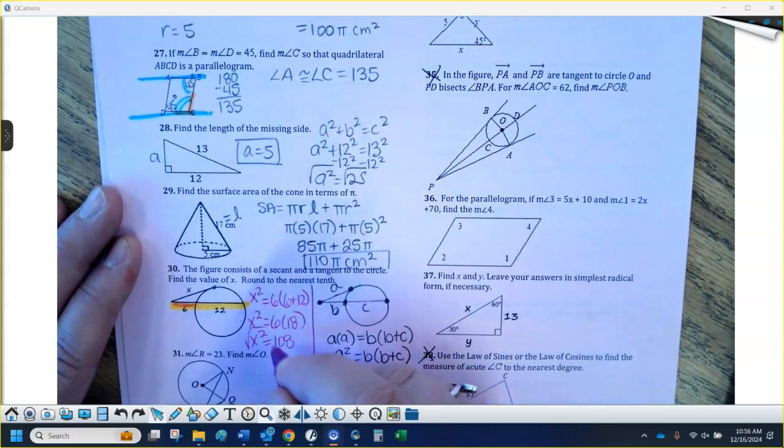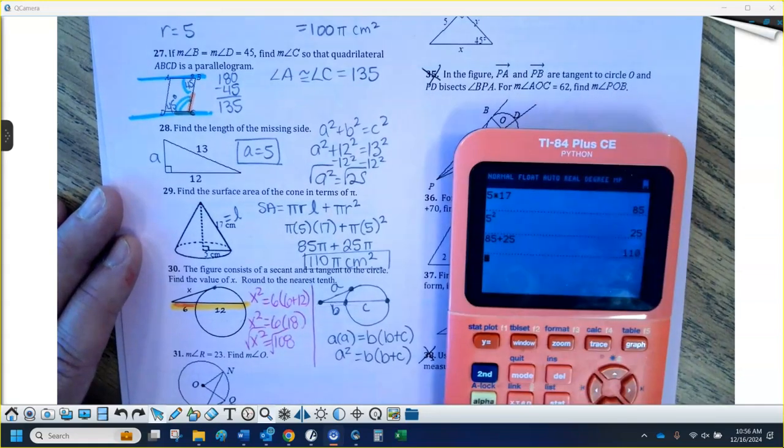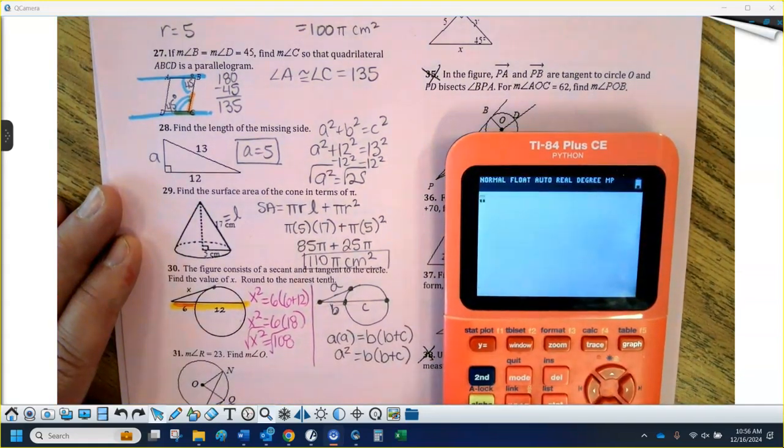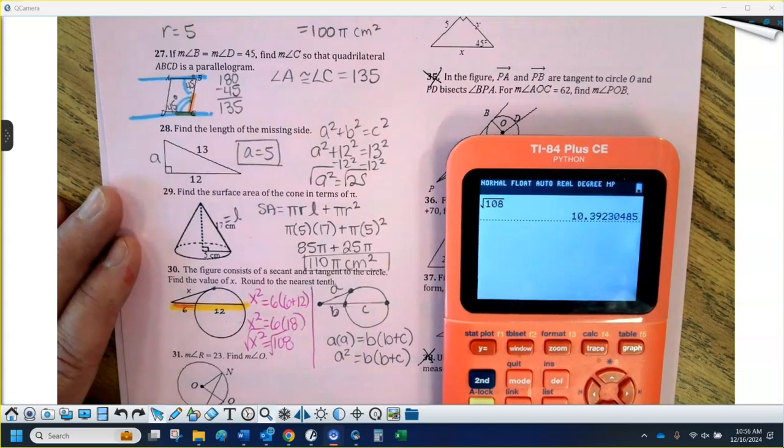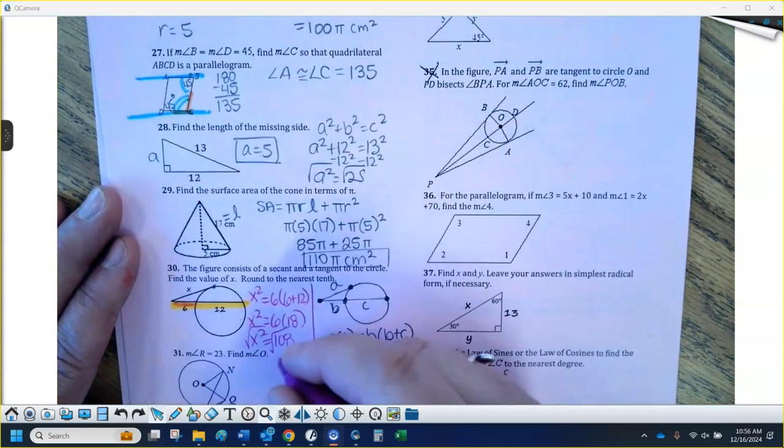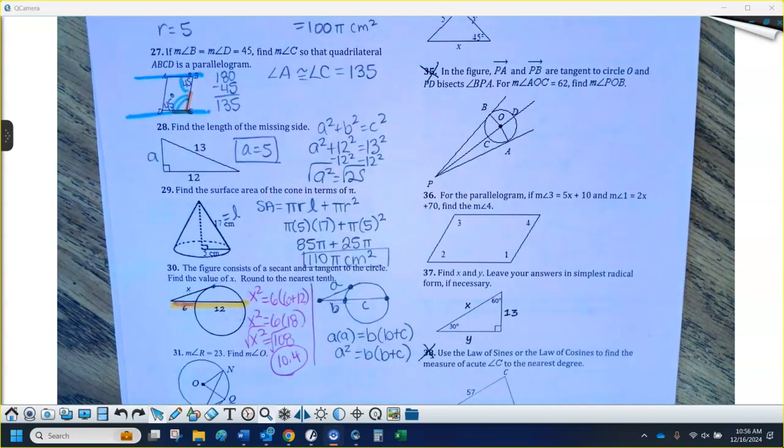The only thing you have to do is take the square root, and it'll say round to the nearest 10. So I'm just doing the square root of 108 here. So like 10.4 is my answer. But you'll have that picture in the question, so you can reference that formula.